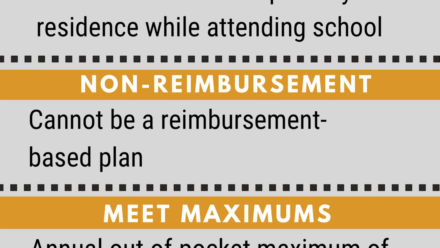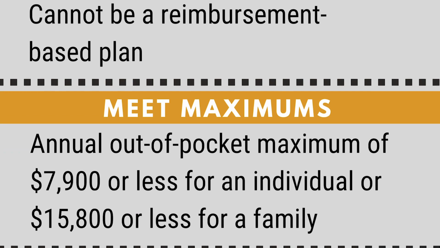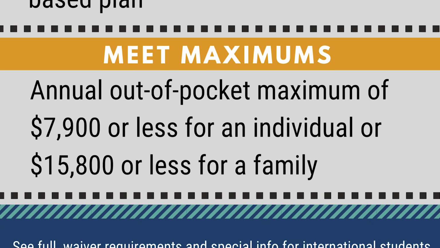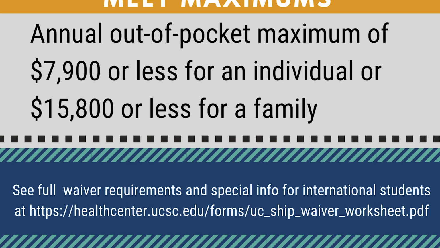The insurance that you have cannot be a reimbursement-based plan, and you have to meet some dollar limits. Your out-of-pocket maximum can't be higher than the requirement. So you'll have to check your insurance for that. Additionally, international students have even more requirements to meet. Please check our website on those requirements.